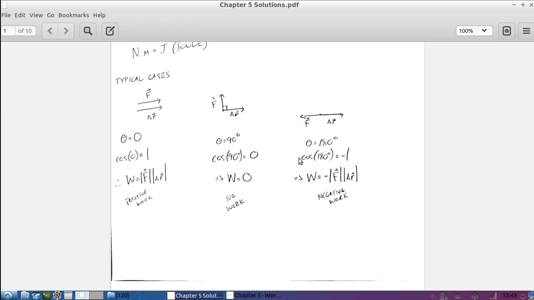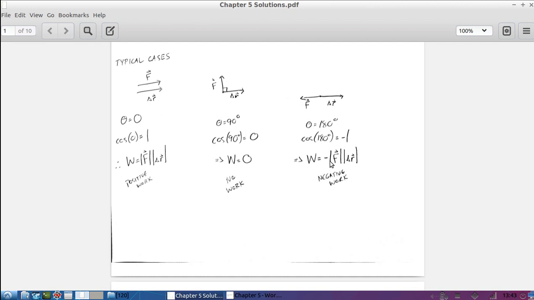And then our third case is when the force is in the opposite direction of the displacement. The angle between these two vectors is 180. The cosine of 180 is -1. Alright, so work is going to be the magnitude of the force vector times the magnitude of the displacement vector times -1. Right, so that's negative work.